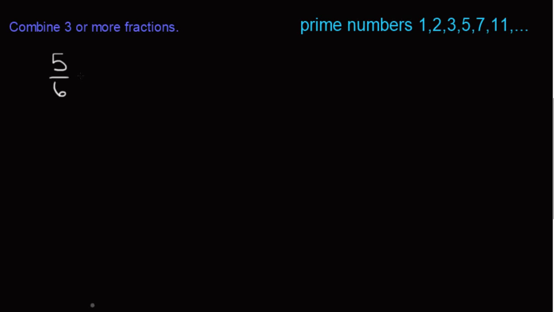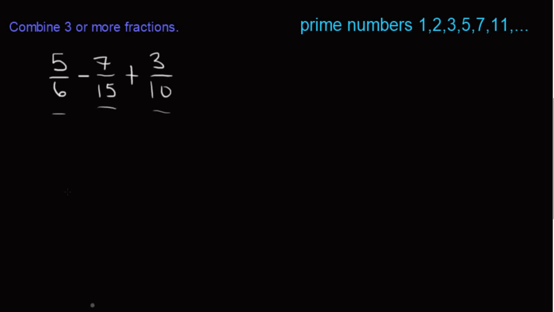Take the example 5/6 minus 7/15 plus 3/10. We need to find the lowest number that each denominator divides into evenly. It doesn't have to be the lowest number, but the lowest number that we use is going to be easiest to work with.